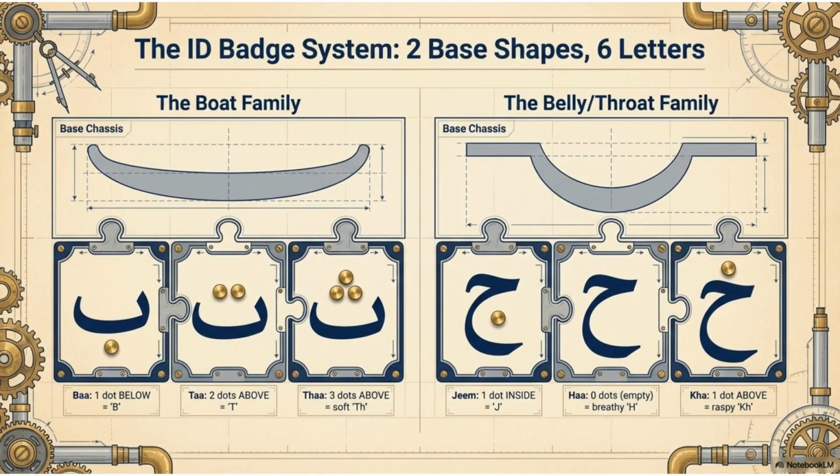The ID badge system uses 2 base shapes for 6 letters. The boat family includes ba, ta, and tha. The belly throat family includes Jeem, ha, and ha. The number and position of the dots determine the letter's identity.